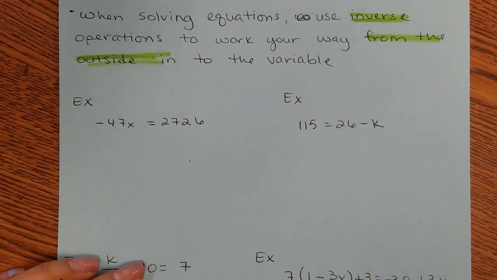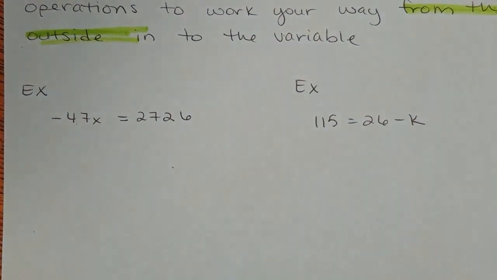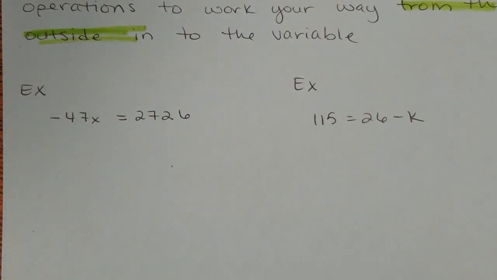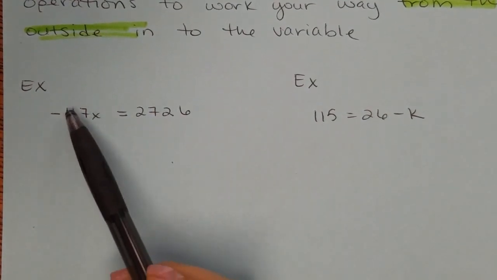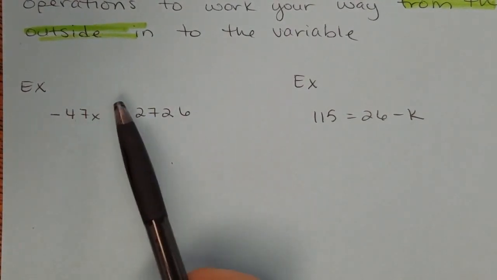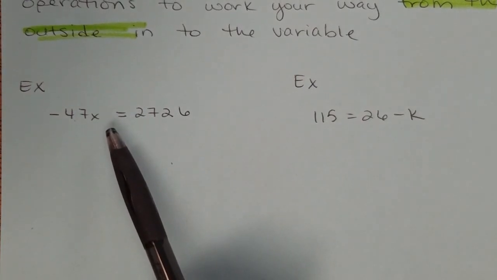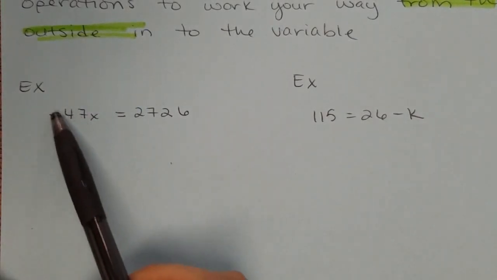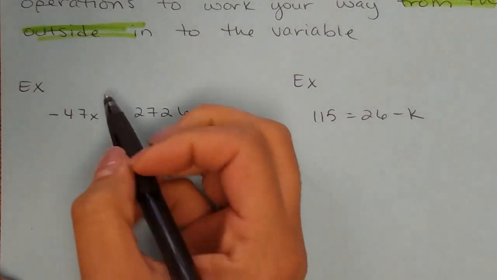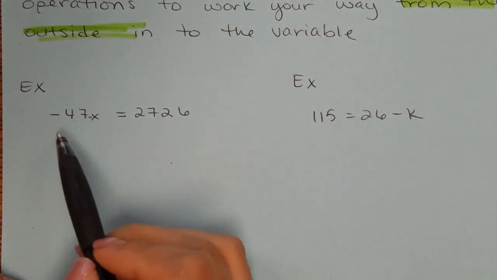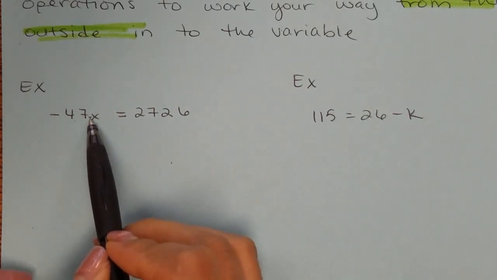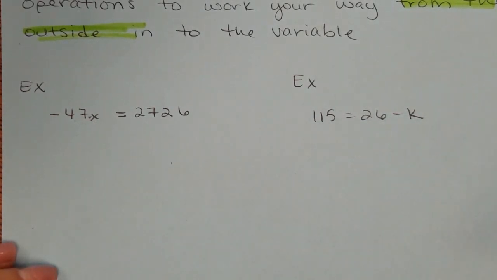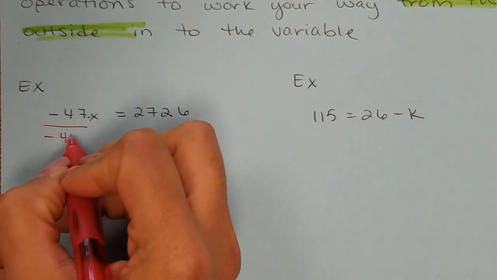So in our first example, we have negative 47x is equal to 2,726. So we don't have anything over here except for this negative 47 coefficient in front of this x. So the operation that's happening here is negative 47 times x. So in order to get rid of that coefficient, you're going to do the opposite of multiplication, which is divide. So you're going to divide both sides by negative 47.